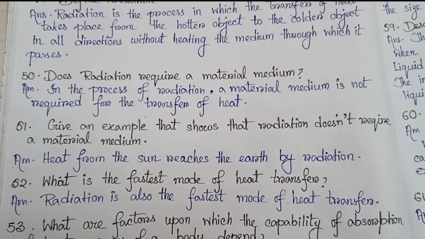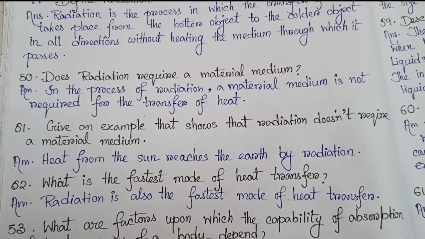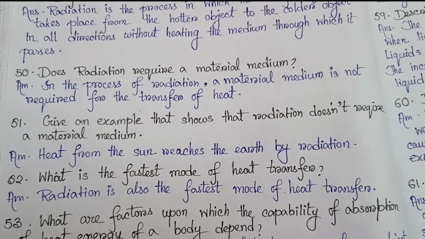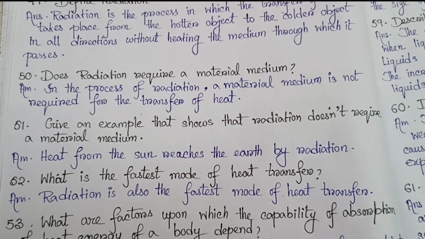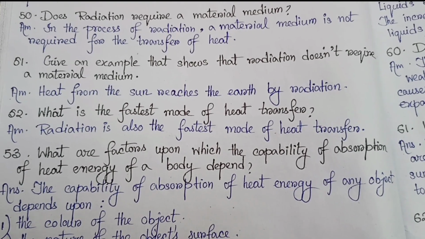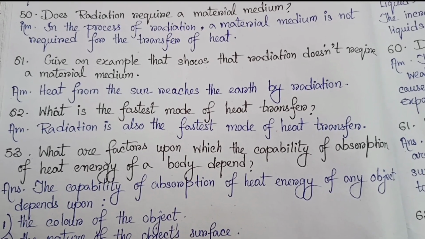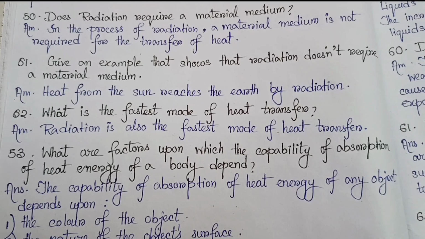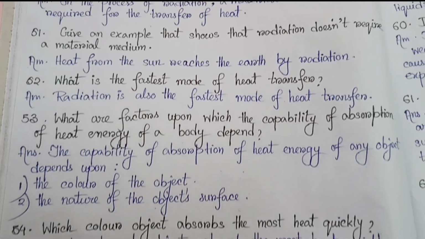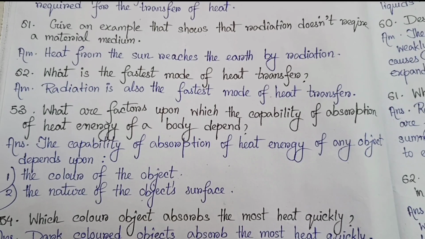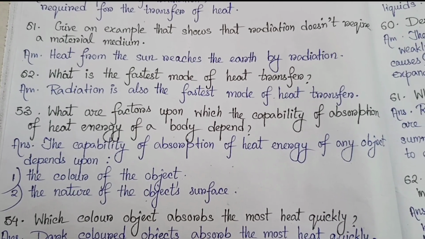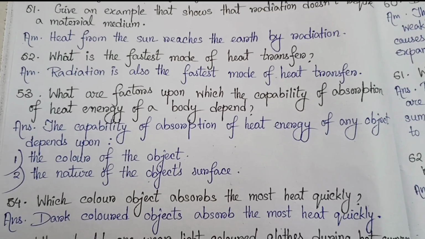50. Does radiation require a material medium? In the process of radiation, a material medium is not required for the transfer of heat. 51. Give some examples that show that radiation doesn't require a material medium. Heat from the sun reaches the earth by radiation. Number 52. What is the fastest mode of heat transfer? Radiation is also the fastest mode of heat transfer.